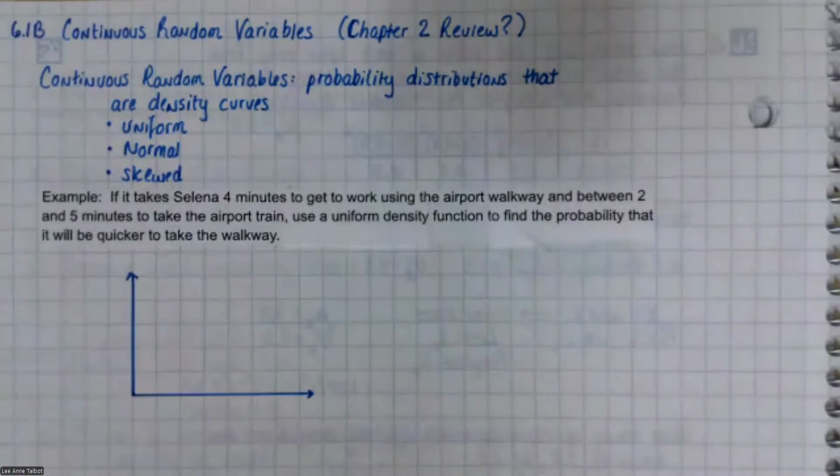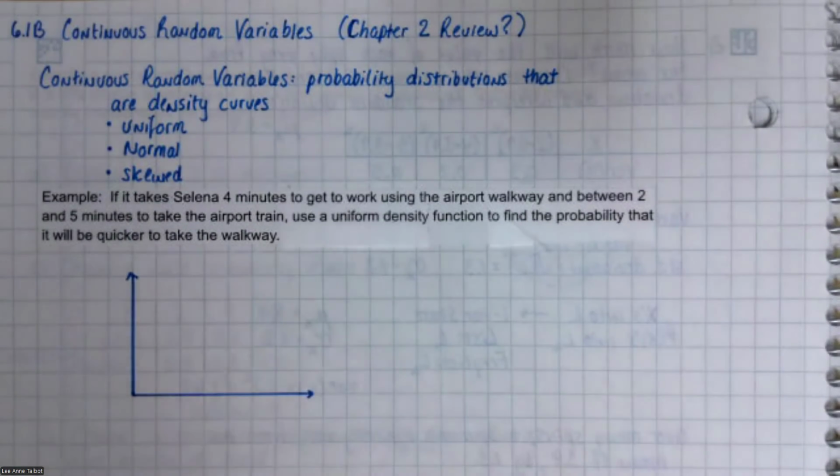Okay. If it takes Selena 4 minutes to get to work using the airport walkway and between 2 and 5 minutes to take the airport train, use a uniform density function to find the probability that it's quicker to take the walkway.